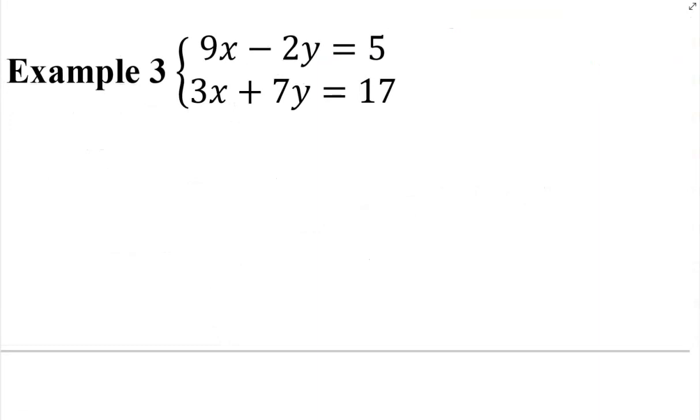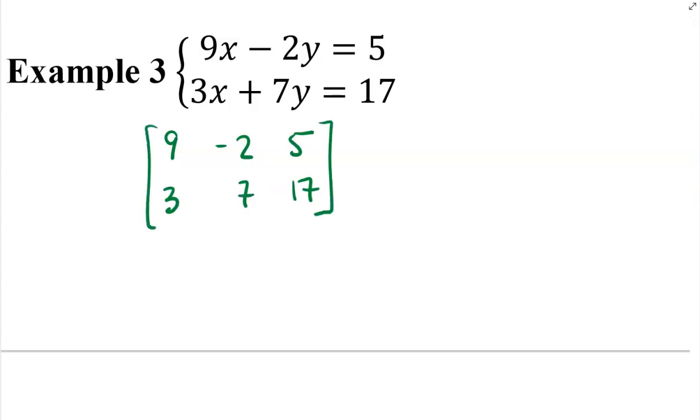So here we go. The matrix for this example, number 3, is going to look something like this. 9, negative 2, 5, 3, 7, 17. This was already set up for us in standard form, and we were ready to go. So when I go to the calculator and press menu 7, 5, menu 7, 1, 1, we'll go ahead and set up a 2 by 3 matrix and allow the machine to do the work and solve for us.